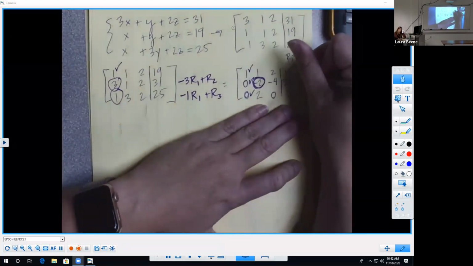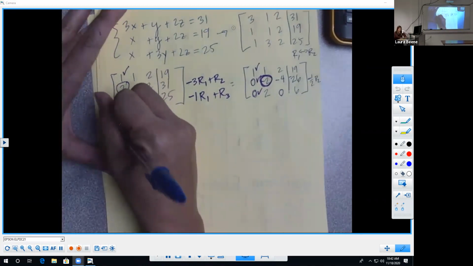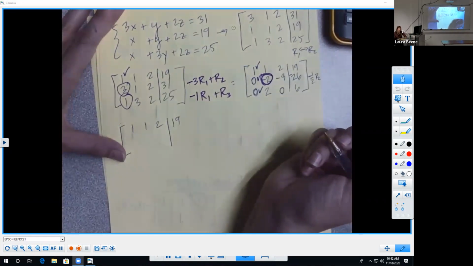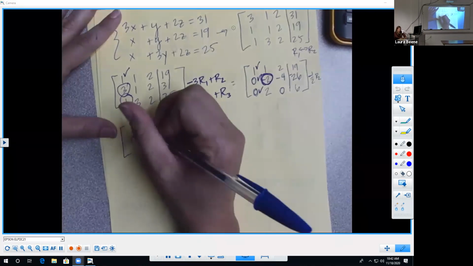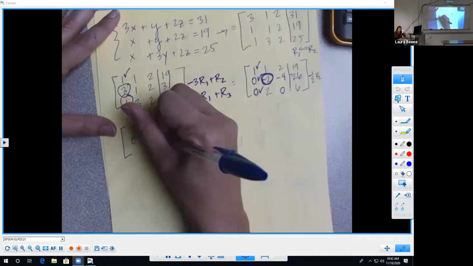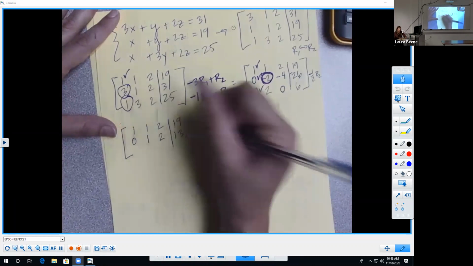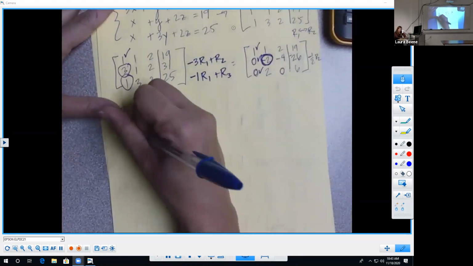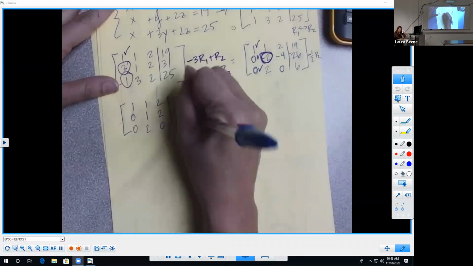Okay, so I'm going to do -1/2 times row 2 now. Row 1 stays the same: 1, 1, 2, 19. Row 2, 0 times -1/2 is 0. -2 times -1/2 is 1. -4 divided by -2 is +2. -26 divided by -2 is +13. And then row 3 stays the same: 0, 2, 0, 6.